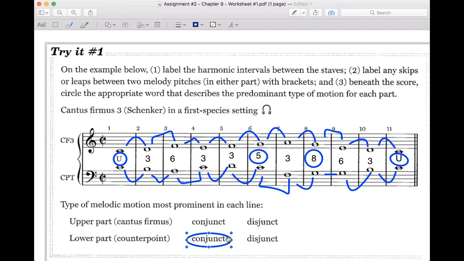Sing along with me. Do, ti, la, do, re, do, fa, so, ti, do. Now, I do agree that this has a big leap in it. And in this style, when you have a leap of a fifth, it really feels dramatic.